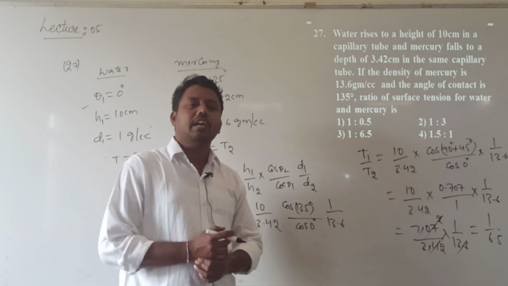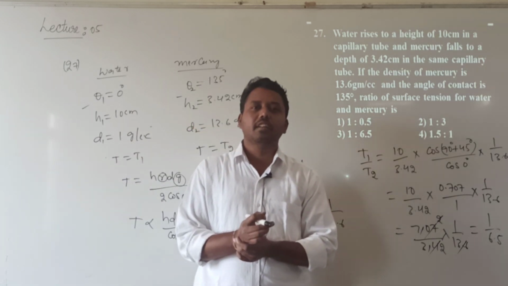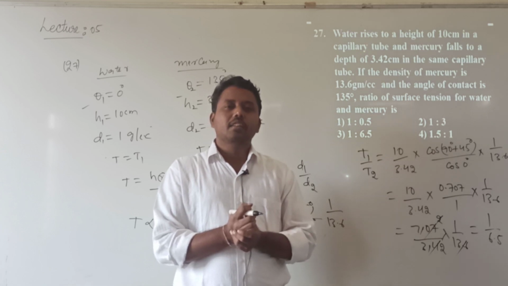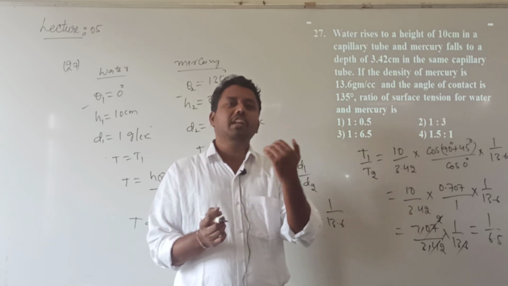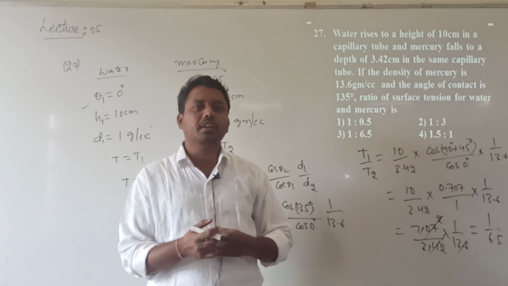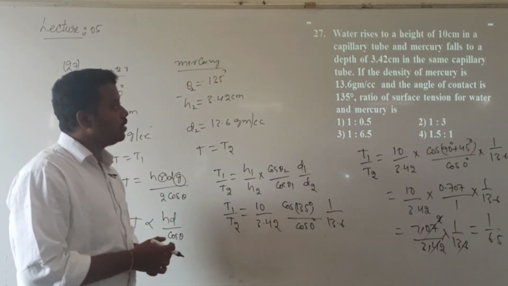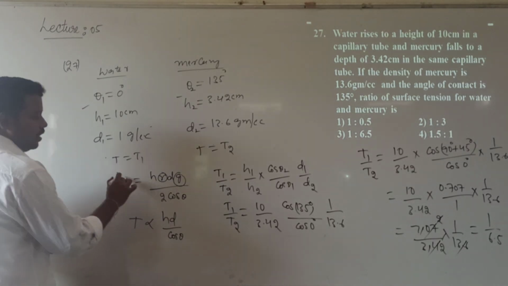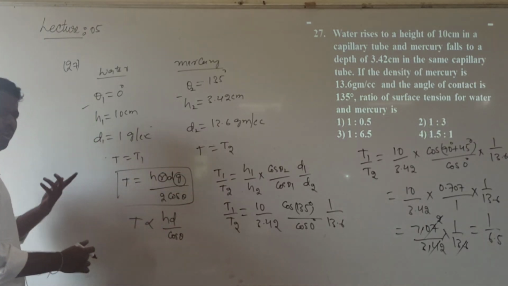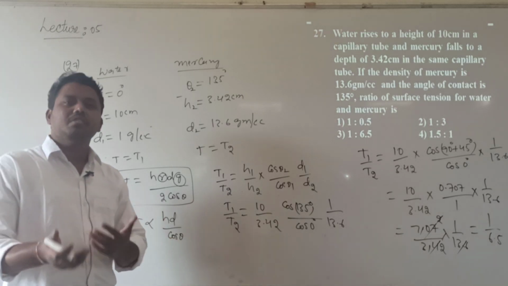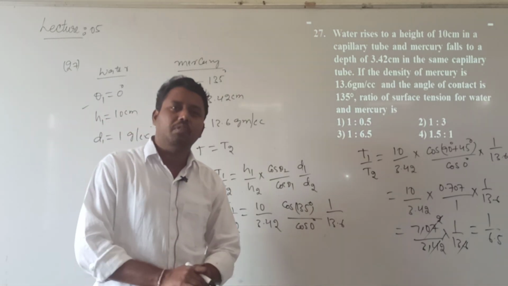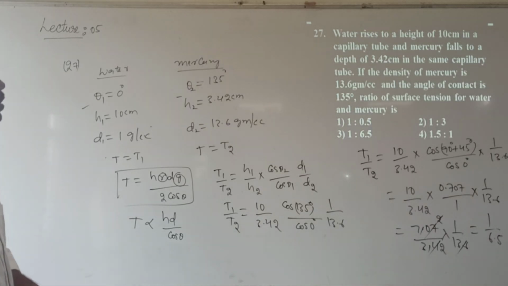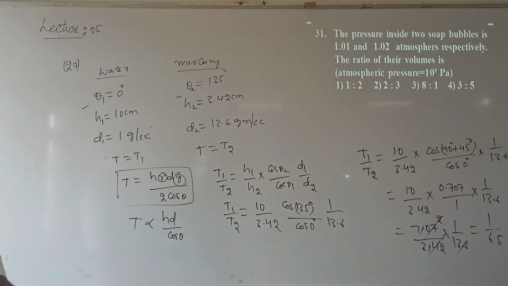Understood? Surface tension is a molecular phenomenon. When you take mercury, the molecules are very close to each other, so mercury will have more surface tension compared with water. Question understood? The formula is the same. I told you only one formula, and all the questions are based on that single formula only. So this is question number 27. Okay, next.